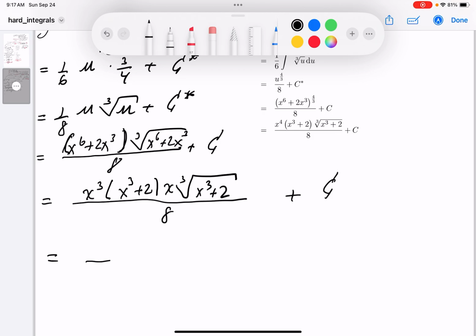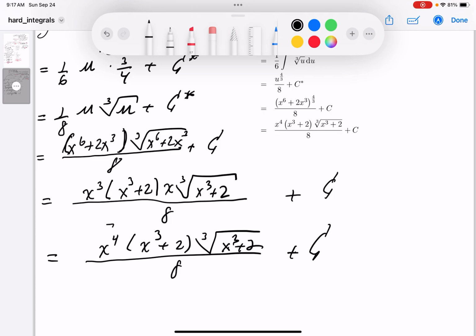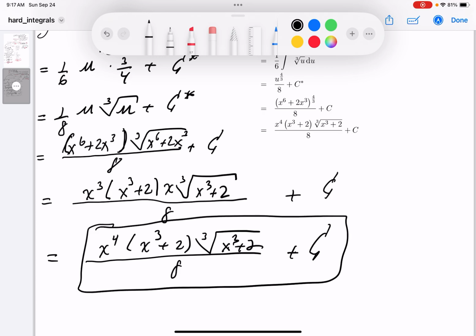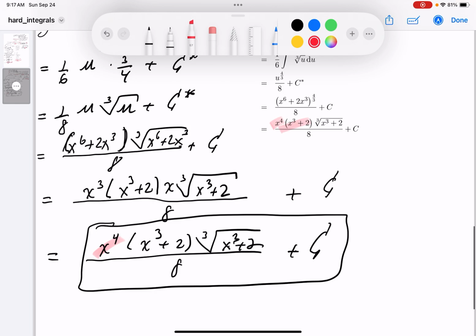Let me neaten that up a little bit. And now what do you get there? You get x^4 times x cubed plus 2 times the cube root of x cubed plus 2, all over 8, plus some constant of integration. I guess that's probably the best answer. When I say best answer, my best answer, x^4, I do see that. I see the x cubed plus 2. I see the cube root of x cubed plus 2. I do see the 8. I do see the plus c.